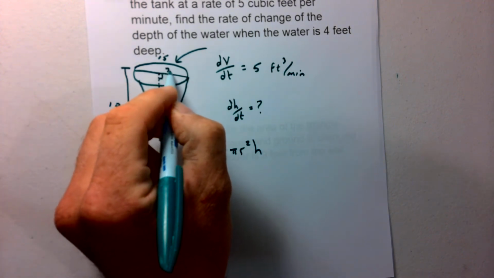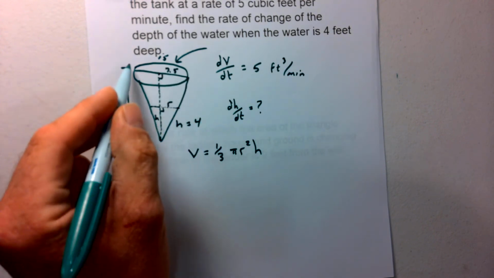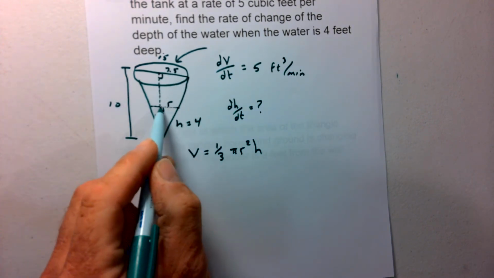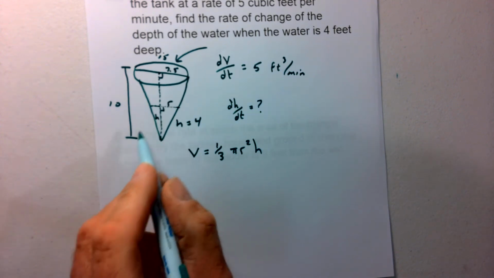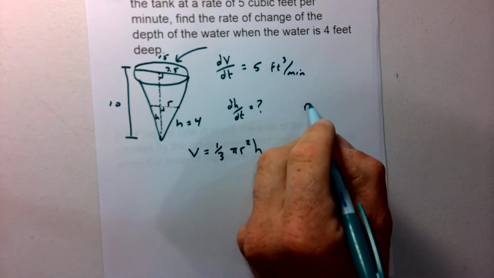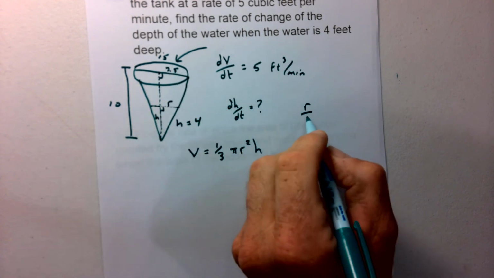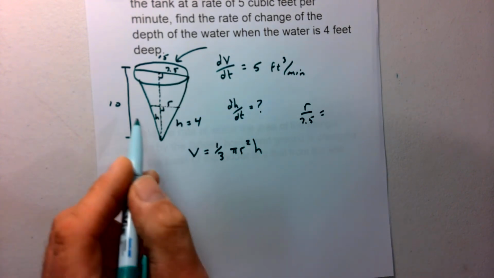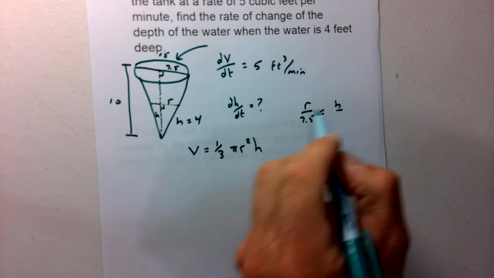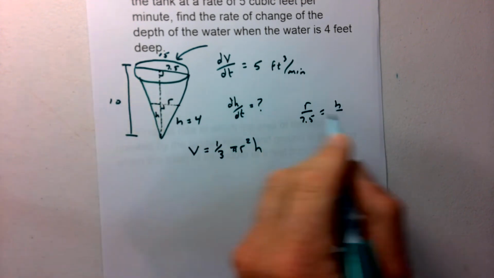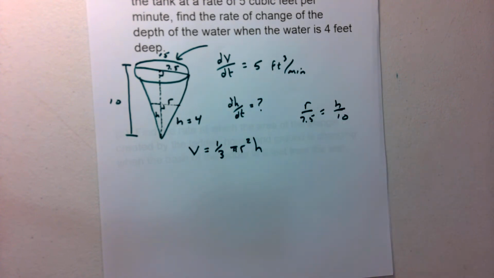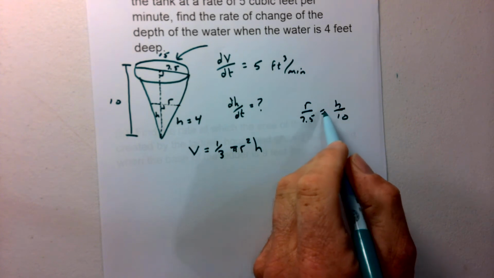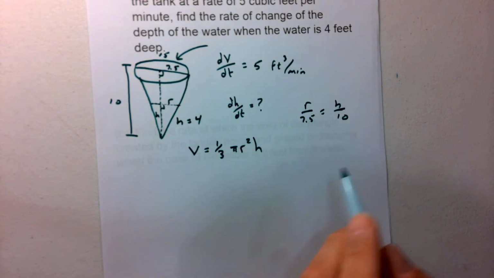So my radius of the larger one is going to be 7.5, where my height is 10. My radius and my height at any given point in time. So I can go ahead and find a relationship there. I know the radius to 7.5 is going to equal my height to the height of the cone, which is going to be 10. So that's my relationship between r and h. So r divided by 7.5 is equal to the height divided by 10.